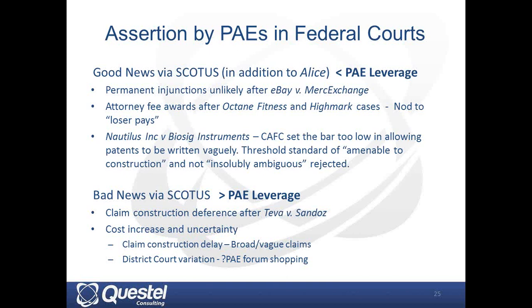And we may see some variation between different district courts, so there could be opportunities for some forum shopping by PAEs to get the sort of decisions that they're looking for. Perhaps not, it's more case by case, but we may start to see some trends in district courts.